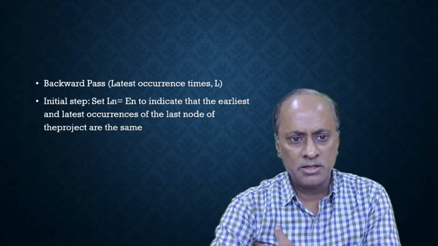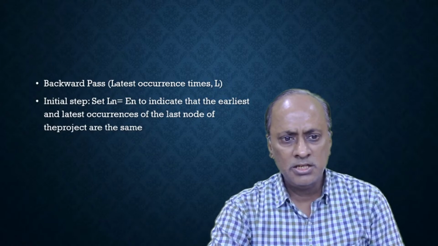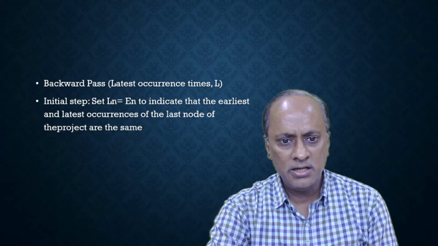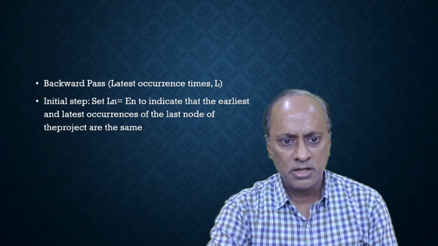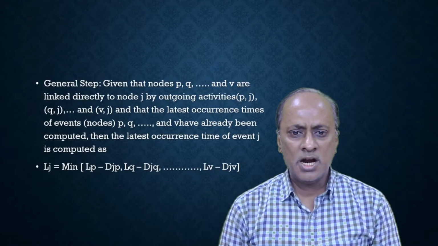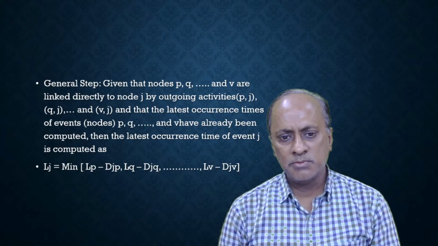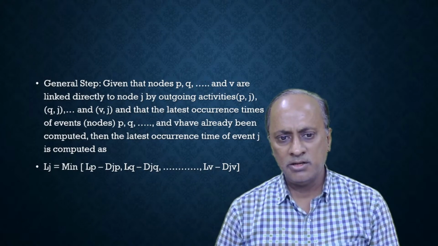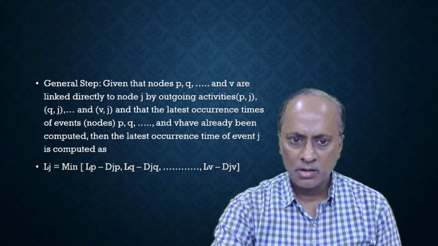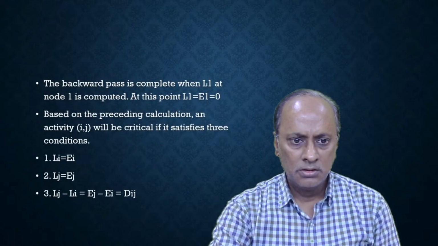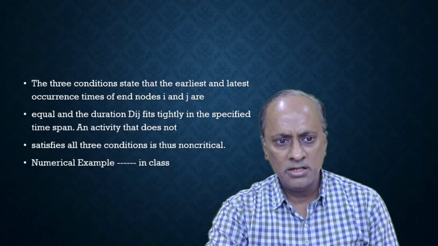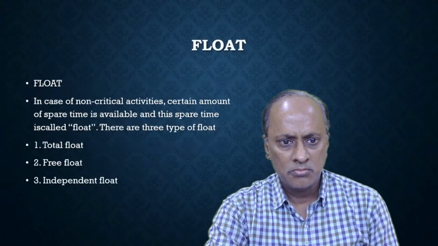In the backward pass method, initially the earliest and the latest occurrence of the last node of the project are the same. In the general steps of the backward pass method, we start from the last activity and go to the first activity. There are three conditions that relate the earliest and latest occurrence times in the node.